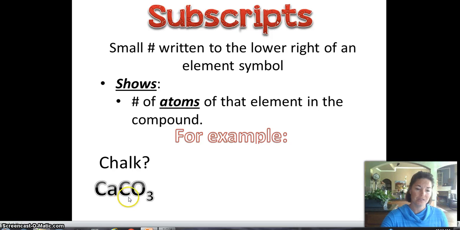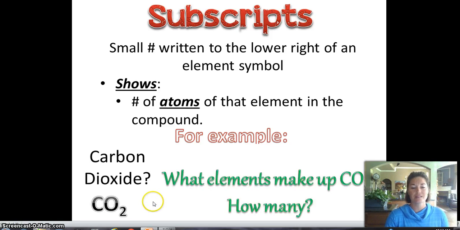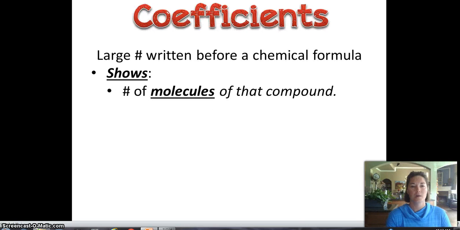We have one calcium, one carbon, three oxygens. And lastly, carbon dioxide, made of carbon and oxygen: 1 carbon, 2 oxygen. So we use those subscripts to determine the number of atoms of each element in the compound. You're also going to see another number called a coefficient. A coefficient is a large number that's written at the beginning of the chemical formula, and it shows you the number of molecules of that compound.